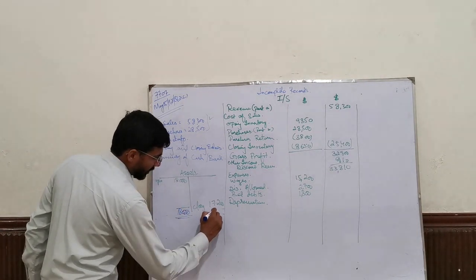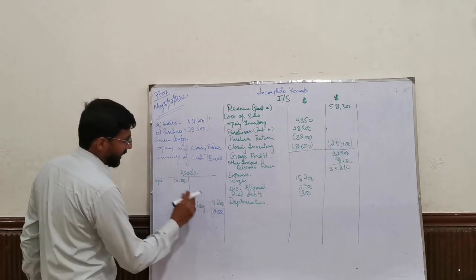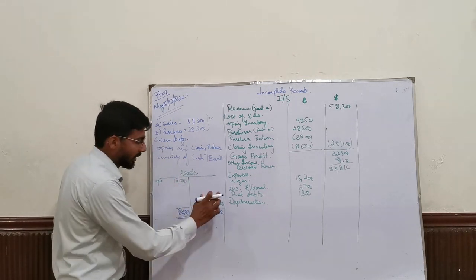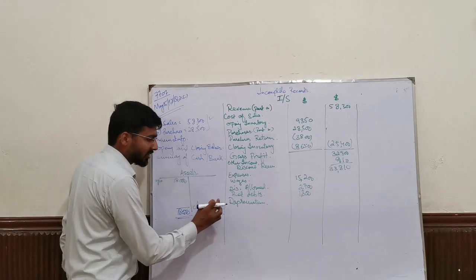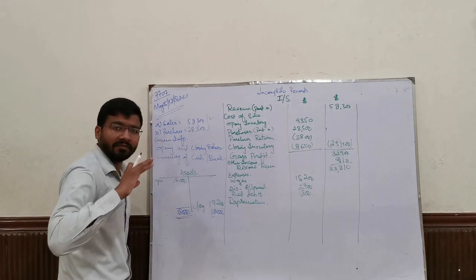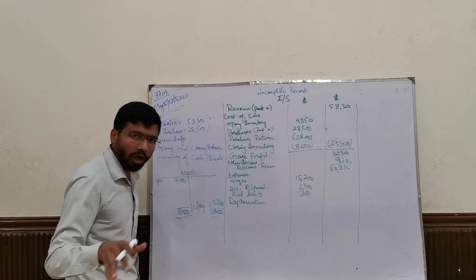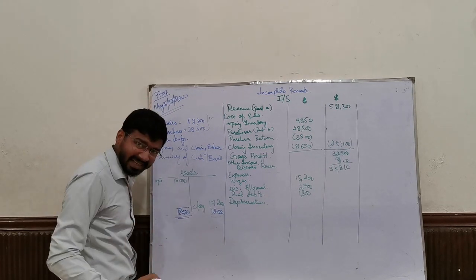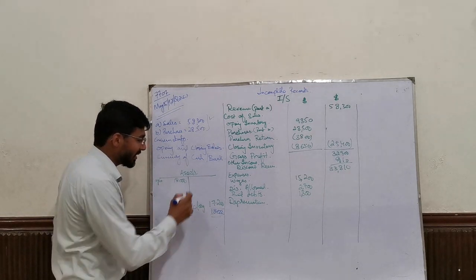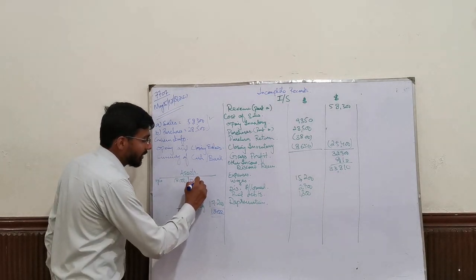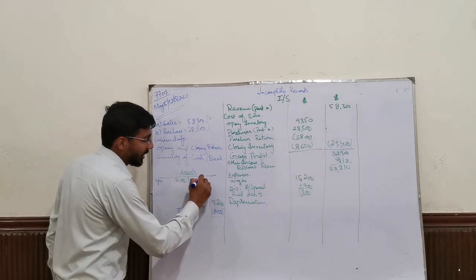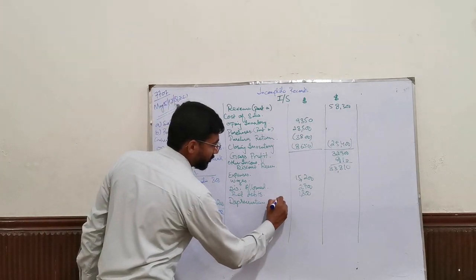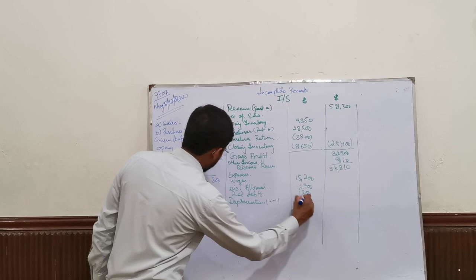18,000. Now you see, in the beginning of the year I had assets of 18,000. By the end of the year I am having assets of 17,200. I have not disposed of anything, I have not bought anything new, but the value of my assets has decreased. Why did the value of my asset decrease? Because of depreciation, and the depreciation is 800. I am going to give the reference of working one, which is 800.